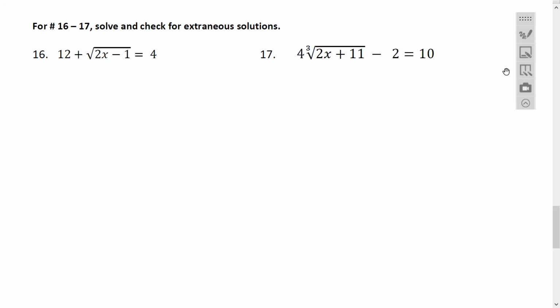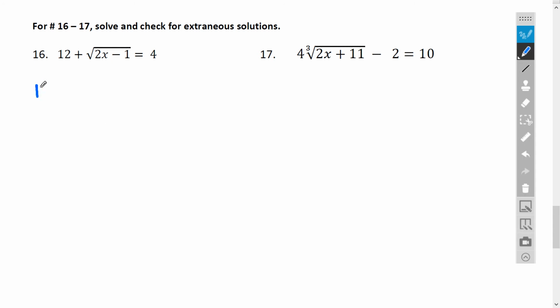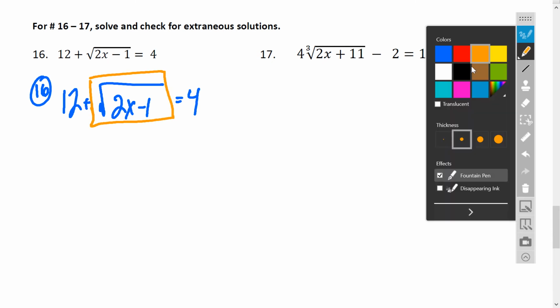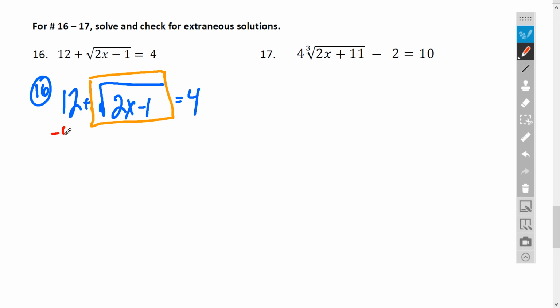And then numbers 16 and 17, these are solving radical equations. So we have 12 plus the square root of 2x minus 1 equals 4. So the first step here is to get the radical by itself. So to do that, I need to get rid of the 12. So I got the square root of 2x minus 1 equals negative 8.